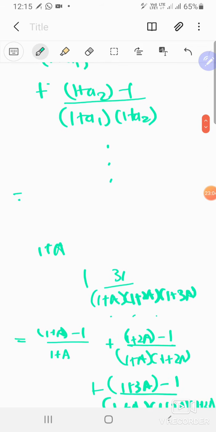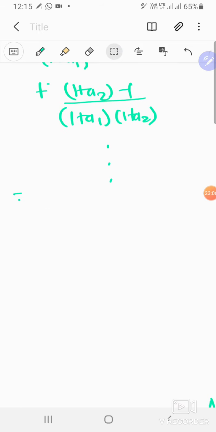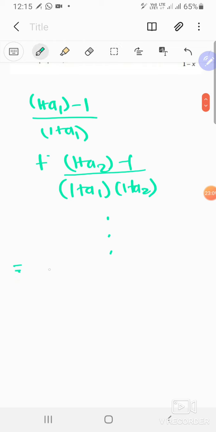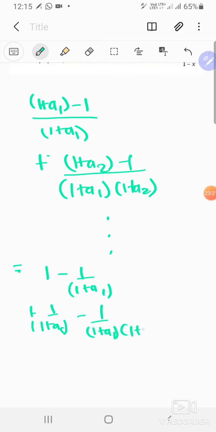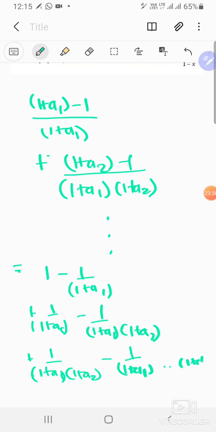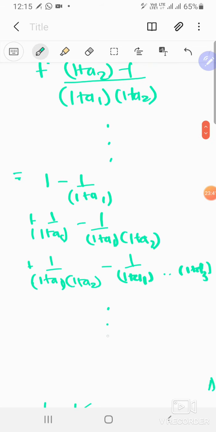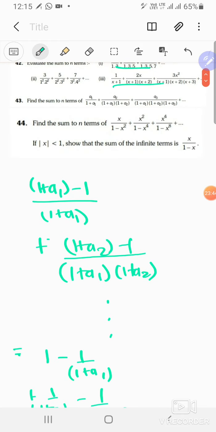So that can be written as, let's just erase this. So that can be written as 1 minus 1 upon 1 plus a1, plus 1 upon 1 plus a1 minus 1 upon 1 plus a1 into 1 plus a2, then plus 1 upon 1 plus a1 into 1 plus a2, and minus 1 upon 1 plus a1 into 1 plus a2 all the way till 1 plus a3, and then it will keep going like that till we have n terms, right?